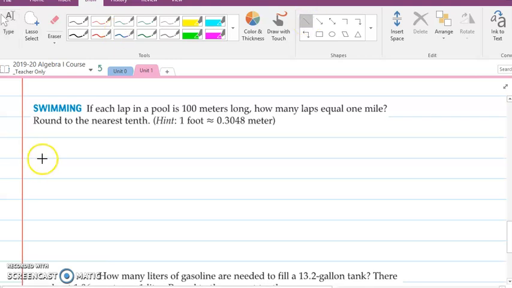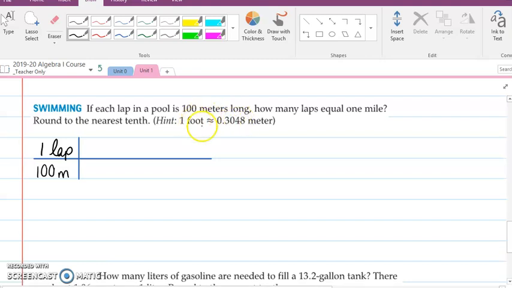Let's start just the same as we've done on our other problems with a horizontal line. I know that 1 lap is 100 meters, but I don't want to know how many meters. I want to know how many laps in 1 mile. So I need to convert my meters to miles.